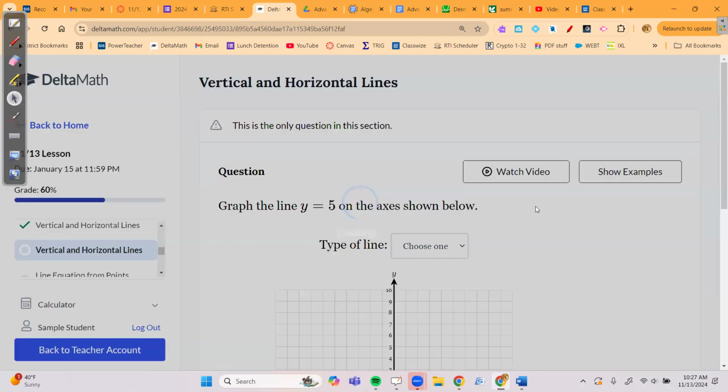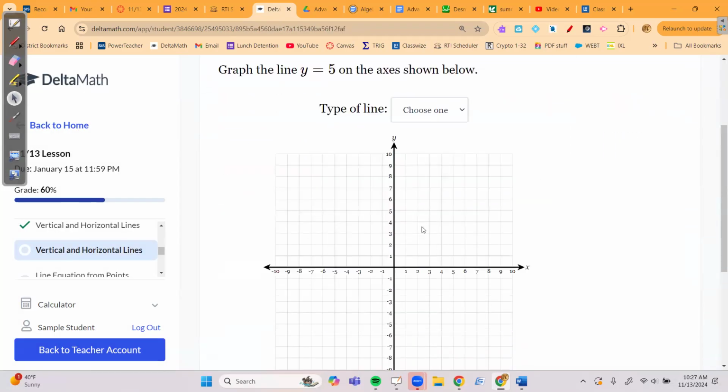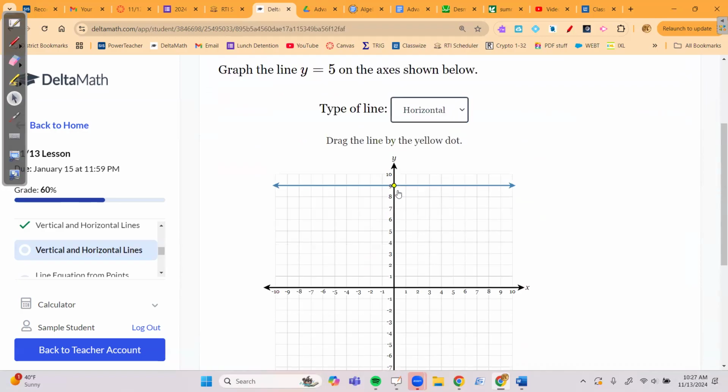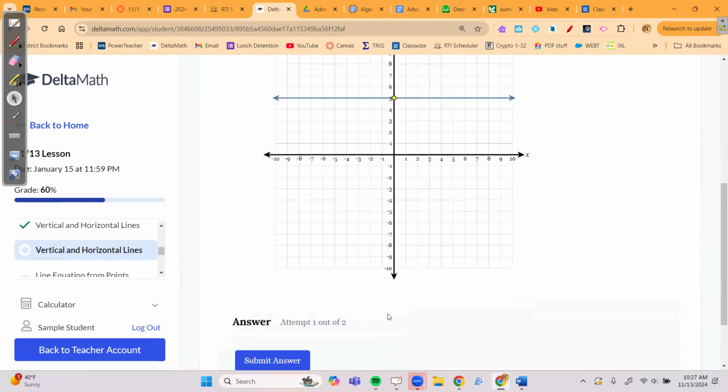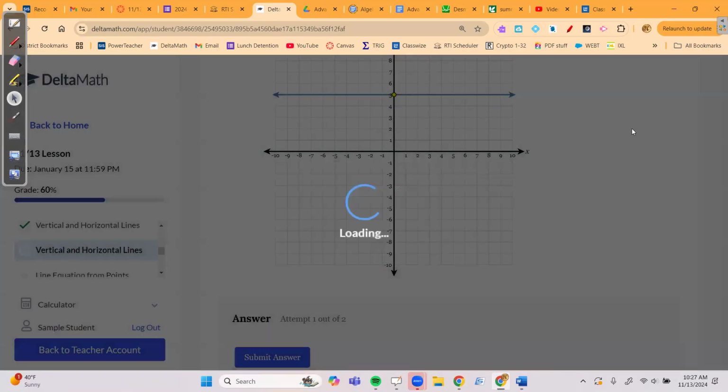All right, and I got just a few more. Y equals 5. It says to graph it. What kind of line is y equals 5? Horizontal, and we're just going to drag it down to 5. And again, look, if you just get kind of close like that, you just let go, it snaps it. It'll snap to whatever's closest.